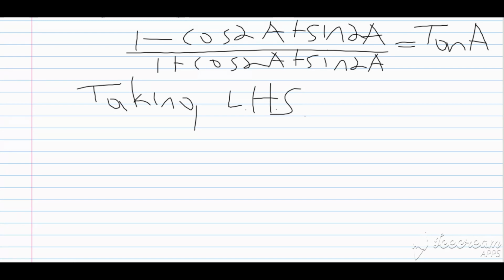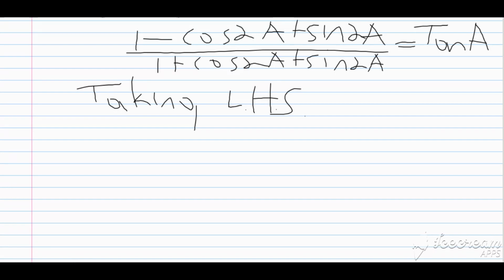Now look at the right hand side. We're supposed to get tan A again, which is sine A over cos A. Notice that I have cos 2A in both my numerator and in my denominator. But in the numerator, what I really want to see is sine, and in my denominator, what I want to see is cos. So I'm going to be using both identities.